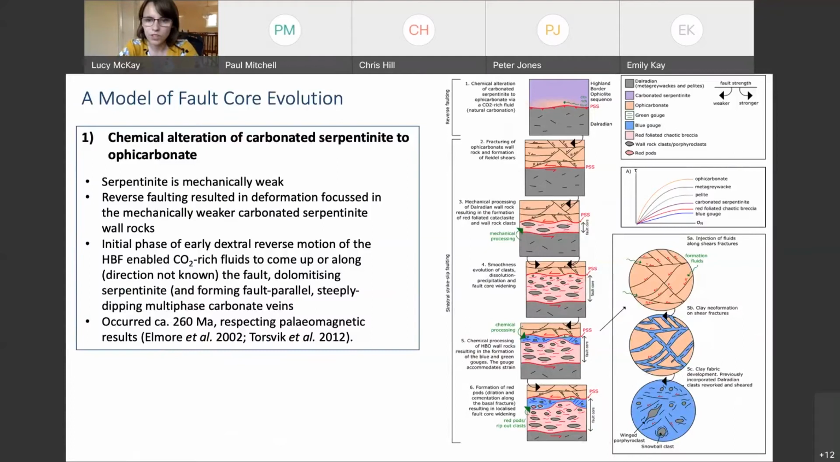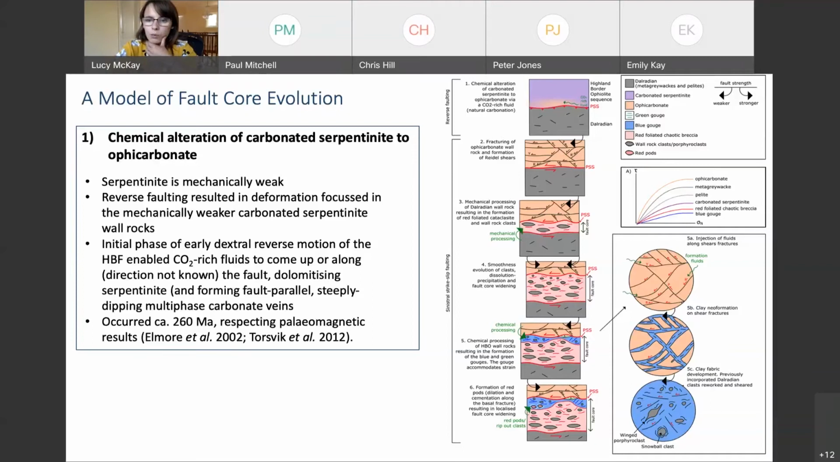evolution model, and it suggests that the fault core units remain distinct as they formed at different stages of faulting and by different mechanisms. So looking at the top square and working down, I'll just talk through it. Early in the fault's history, the Highland Boundary Fault juxtaposed the carbonated serpentinite, which was that purple unit, and the Dalradian wall rocks. The carbonated serpentinite here would be mechanically weaker than the Dalradian, so the fault would have made use of this weaker unit.